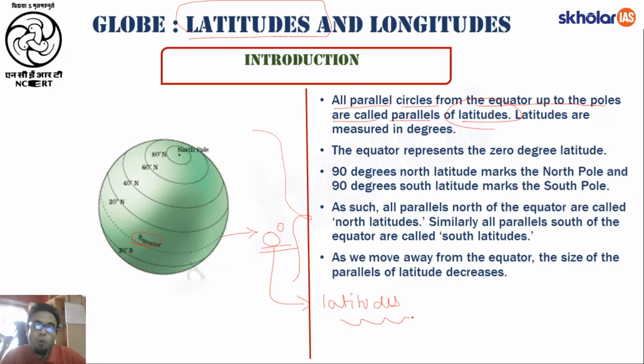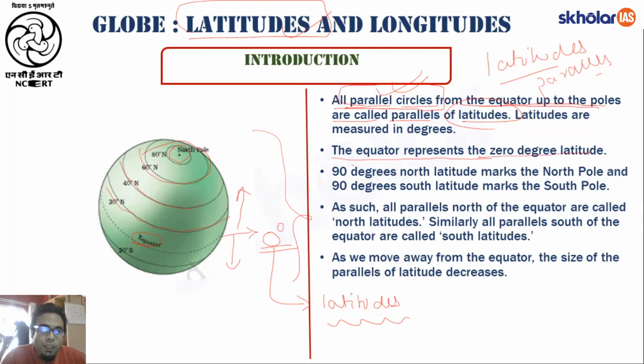Now the question is, what are your latitudes? All the parallel circles from the equator up to the poles. So these circles that you see here are nothing but parallel circles. These are called your latitudes, or your parallels, right? As we are moving north of the equator as well as south of the equator, they are called latitudes or parallels. The equator represents the 0 degree latitude.